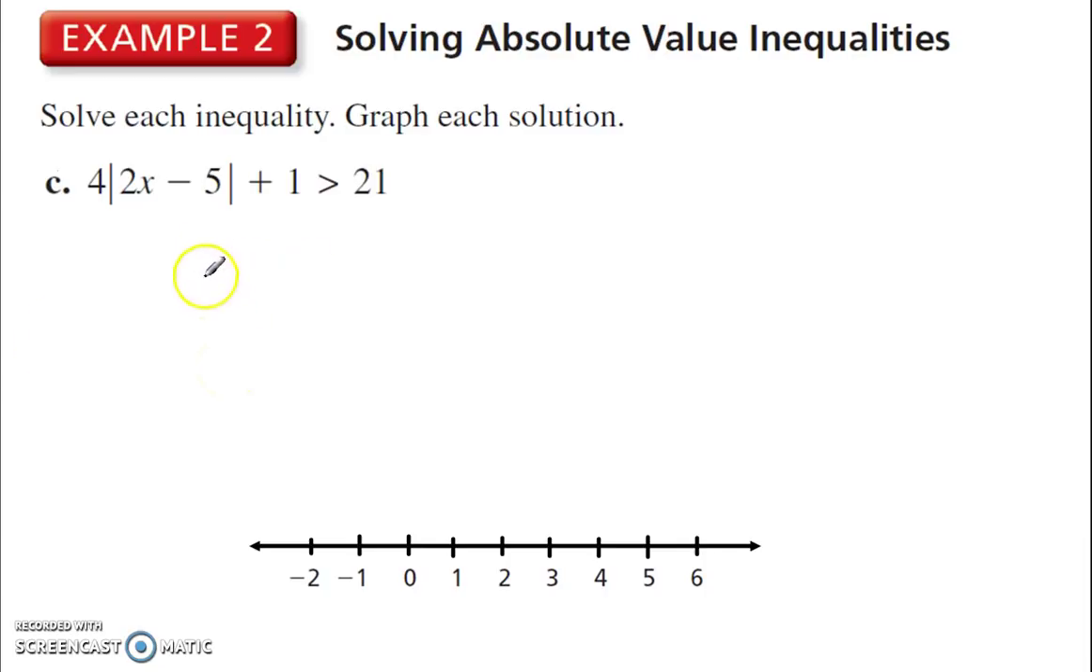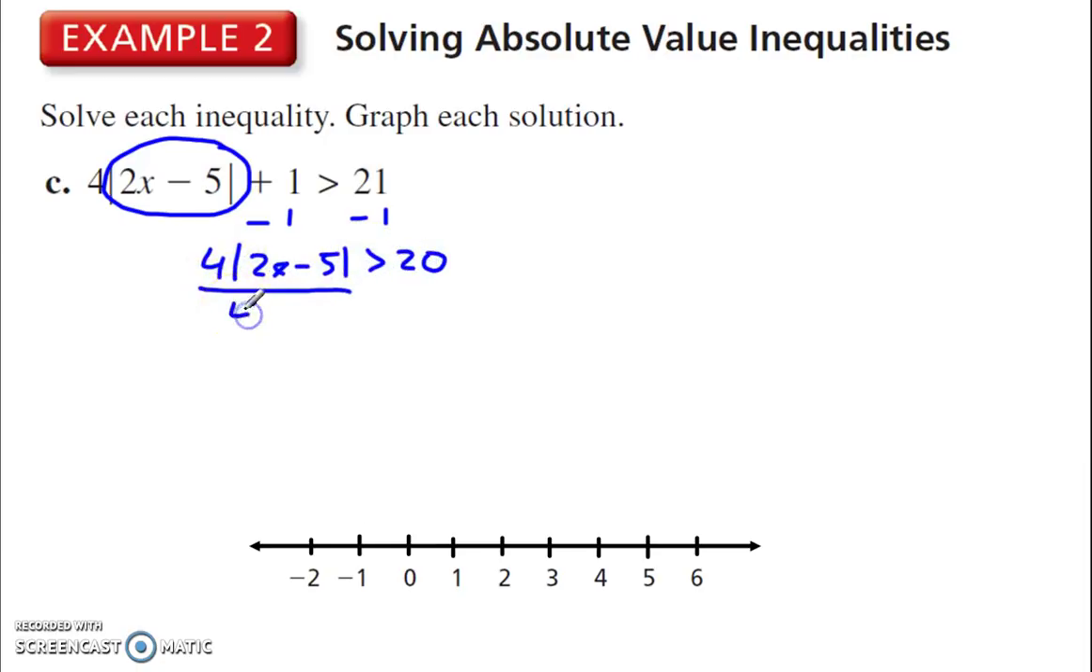Alright, and then we have this fun little situation. Remember, always isolate your absolute value first. That means get this by itself. Alright, so subtract 1 from each side. We get 4 times the absolute value of 2x minus 5 is greater than 20. Divide each side by 4 to get the absolute value by itself. That's our first step. The absolute value of 2x minus 5 is greater than 5.